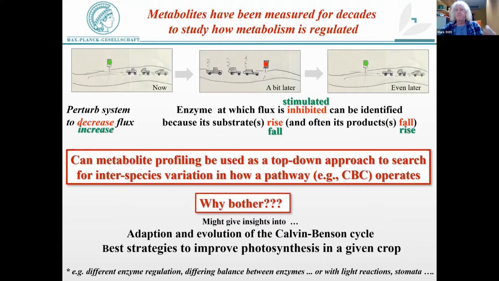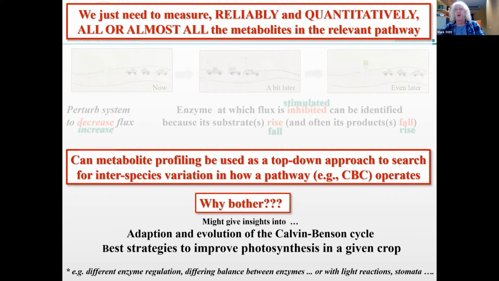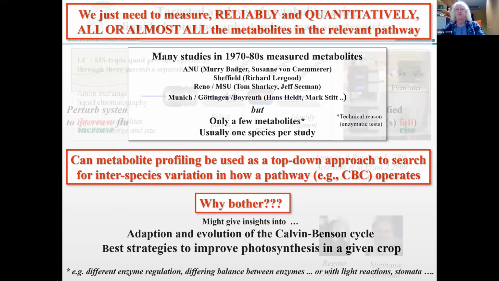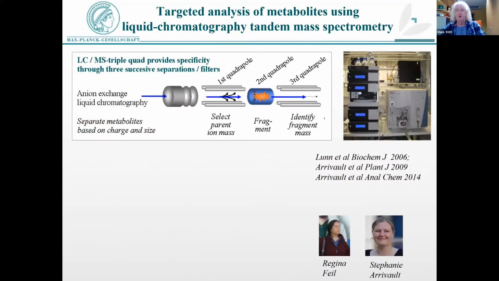Why bother? Well, I think it might get insights into the adaptation and evolution of the Calvin Benson cycle, and it might also help to think about what are the best strategies to improve photosynthesis in a given crop if we know where that crop is different to others. Now, all we need to do is to measure reliably and quantifiably all or almost all of the metabolites in the relevant pathway. Many studies have studied metabolites in the 1970s and 1980s, but usually only a few metabolites for technical reasons, and usually only one species per study. So we needed a method where we could measure pretty well all the metabolites.